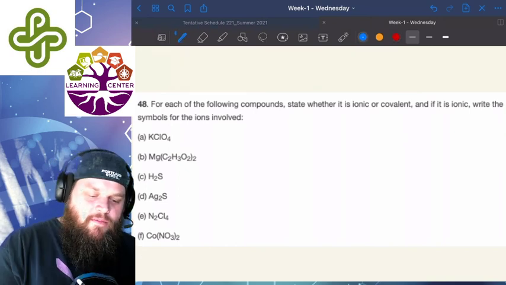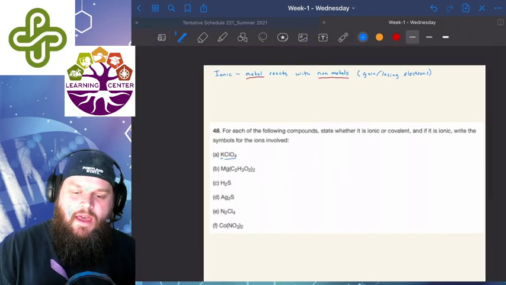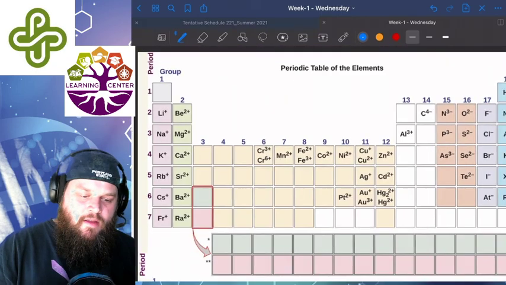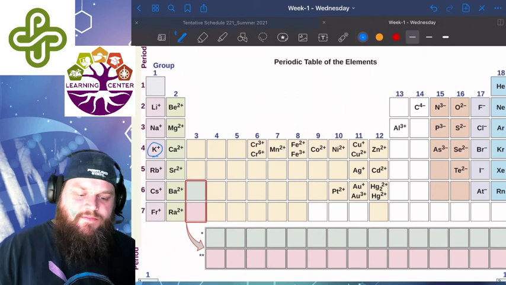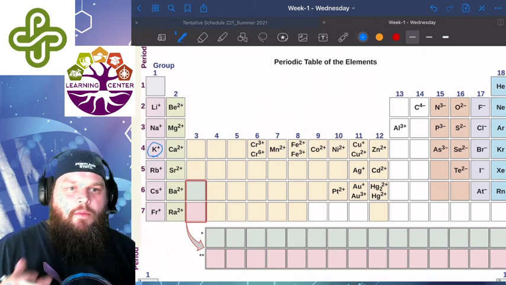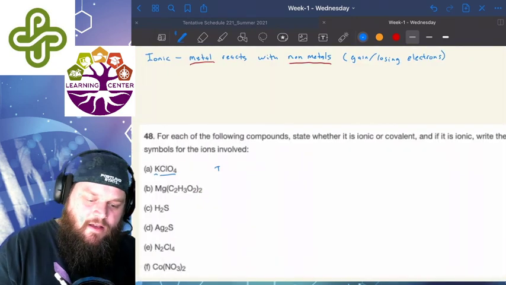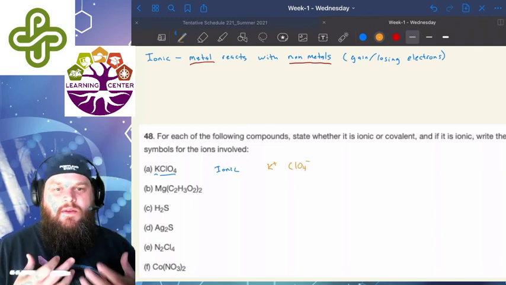So this potassium chlorate, KClO4. K, potassium, lands on the group 1 metal there. So that group 1 metal is going to be a +1 charge. So that means it's an ionic compound, ionic bond, and it's going to have a K+ and a ClO4-. That's really what's going on between those two.